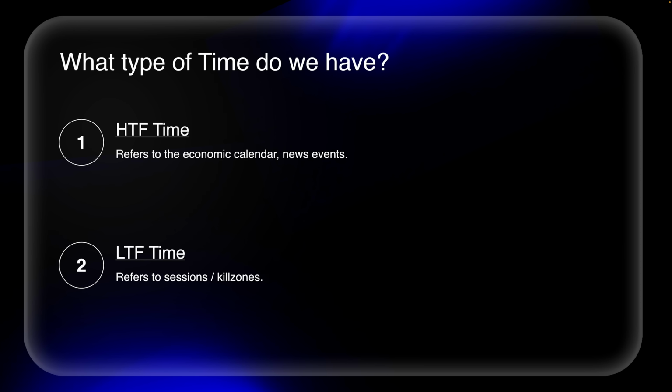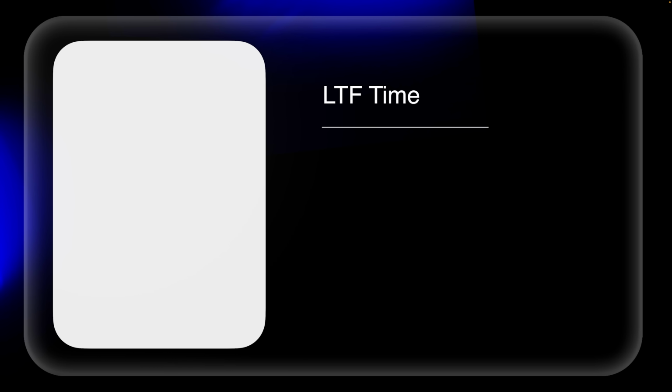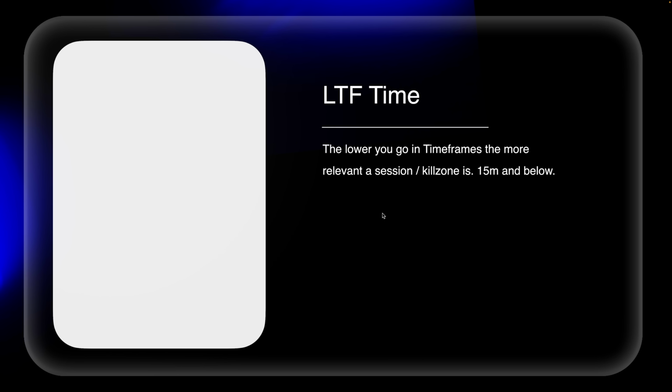When we look at lower time frame time, that refers to sessions, in other words, also kill zones. And for some entries, we would like to have lower time frame time also agreeing with the entry that we are about to take. Now, what is lower time frame time? First of all, we need to understand that the lower you go in time frames, the more relevant a session/kill zone is. When we talk about lower time frame time, 15-minute time frame and below is the most relevant. That's where you are going to benefit from using lower time frame time. If we are talking about 1 hour and above, I would argue you don't really need to focus on this.